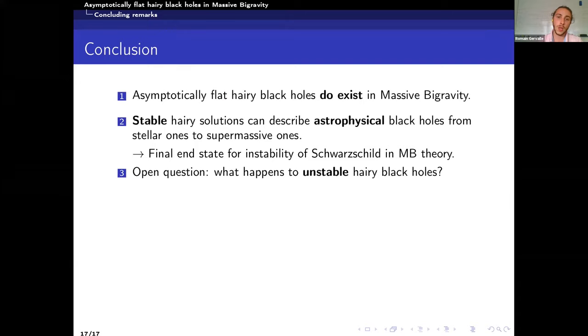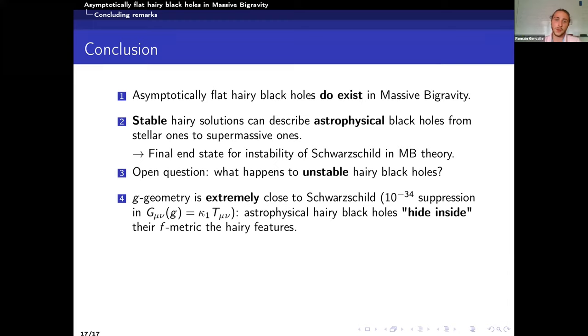But we have also found unstable hairy solutions, and there is an unstable sector of hairy solutions at the same time that Schwarzschild is also unstable. So the final state in this case is not very clear, because it cannot be hairy black holes, nor Schwarzschild. So this open question remains: what happens to unstable hairy black holes?